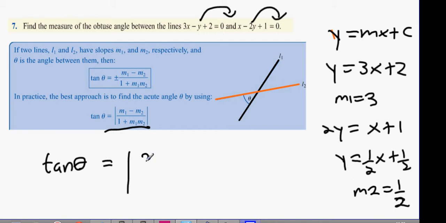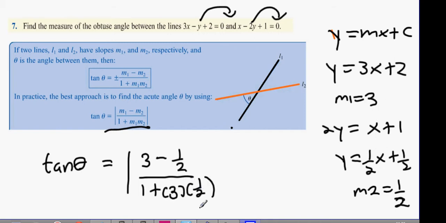Once you've got both slopes, you go up and input them into your formula. m1, which is 3. By the way, it doesn't make a difference which one you call m1 and m2. You'll get the same answer no matter what. So you're going to get 3 minus a half divided by 1 plus 3 multiplied by a half.